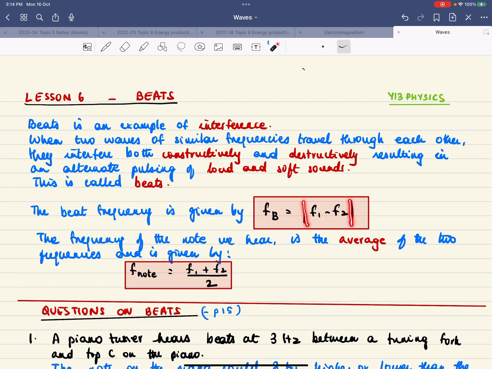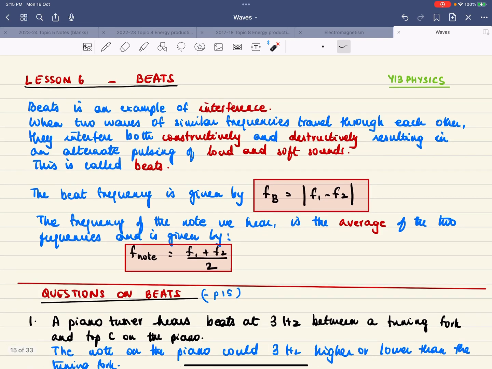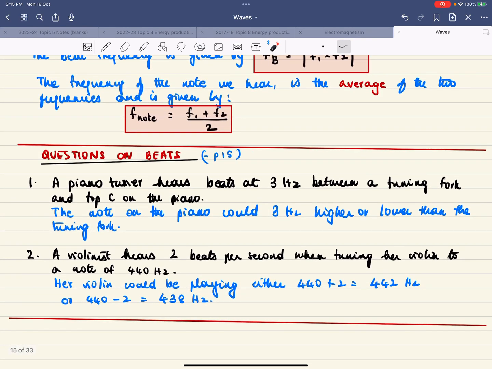This tells you that it's an absolute value, it cannot be negative. It's just the bigger number minus the smaller number. Now, the frequency of the note we hear is the average of the two frequencies, and it is F1 plus F2 divided by 2. And here are two questions on beats.